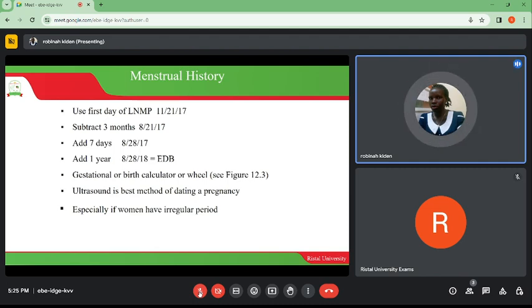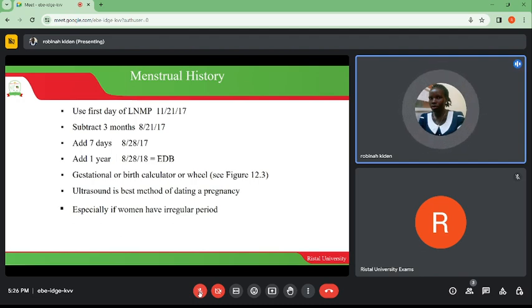Then we go to the date. On the date we have to add 7. So it will be 21 plus 7, which gives you 28. Then from there we go to the year. The year now we add 1.